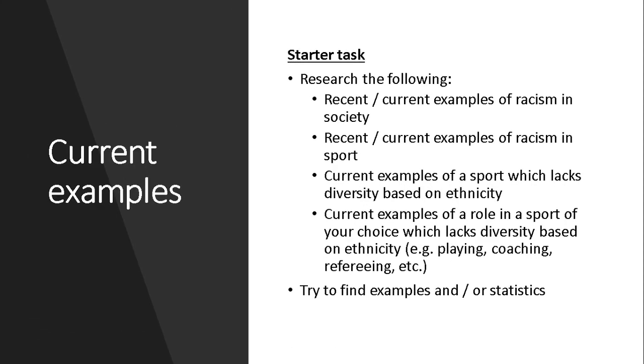As a starter task, you should spend 5 to 10 minutes researching recent or current examples of racism in society and racism in sport. Once you've found some examples of racism, you should try to find examples where a sport lacks diversity based on ethnicity, and then a particular role such as coaching or refereeing or even a playing position which lacks diversity in a sport of your choice. Try to find examples or statistics to back up what you found. To do this, you'll need to pause the video as this is about to move on to the next slide.